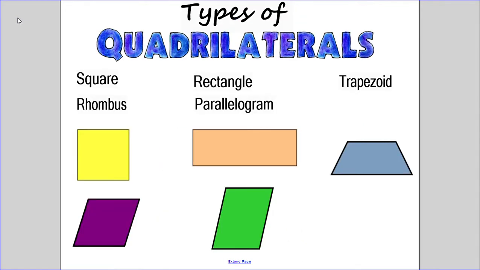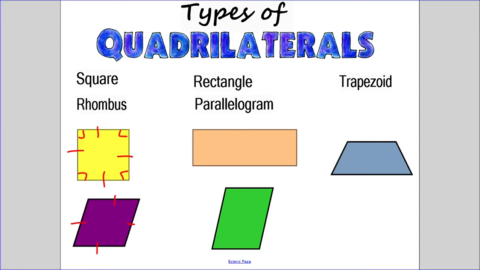Some different types of quadrilaterals, also meant as a little bit of a review. We have a square, a rhombus, a rectangle, a parallelogram, and a trapezoid. Remember, our square has 4 equal sides and 4 right angles, which define what our square is. A rhombus has 4 equal side lengths, but it doesn't have the angles like a square does where they're 90 degrees; they're tilted.